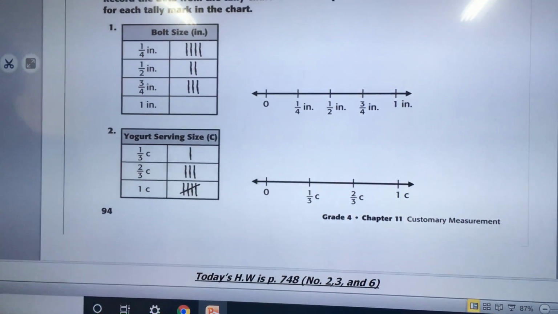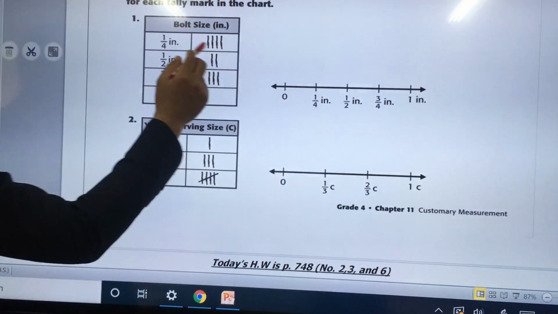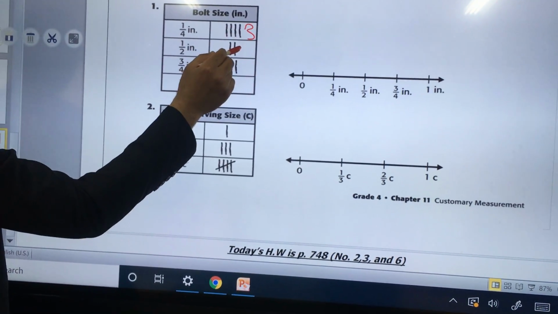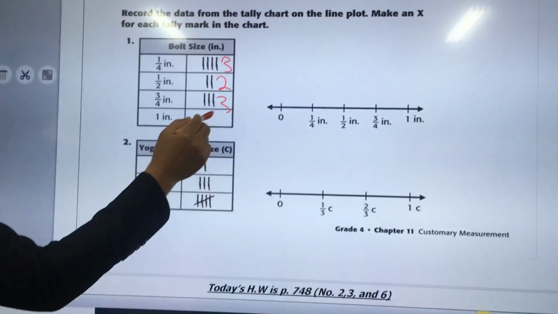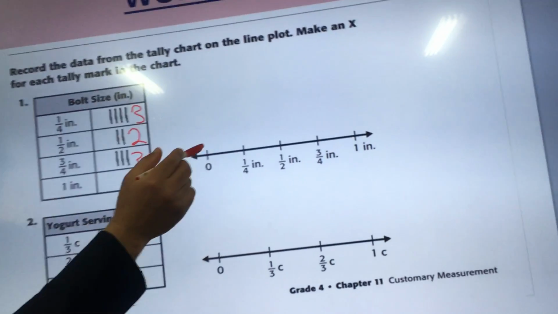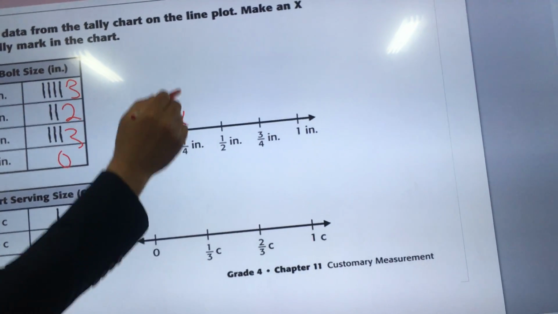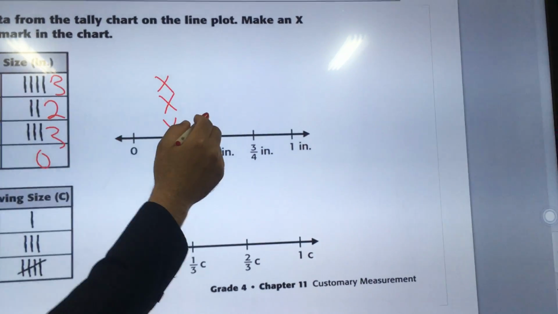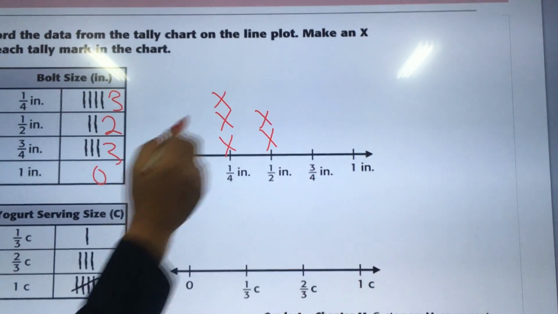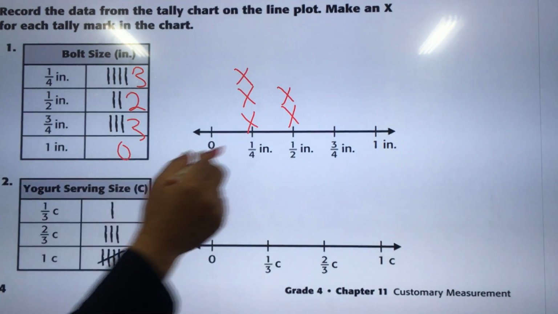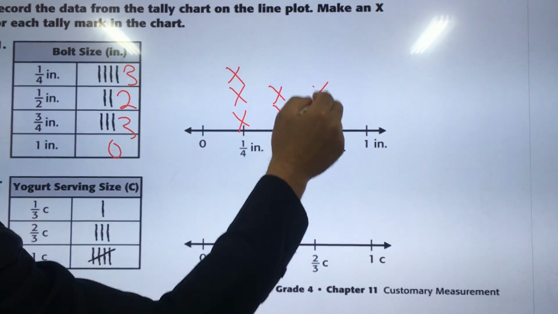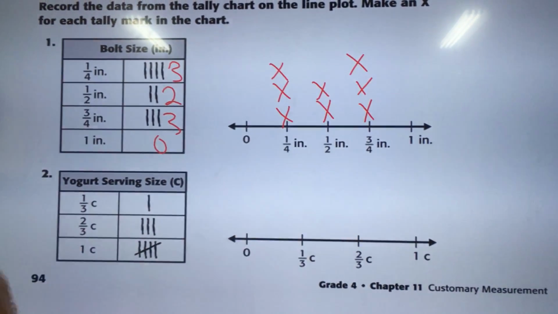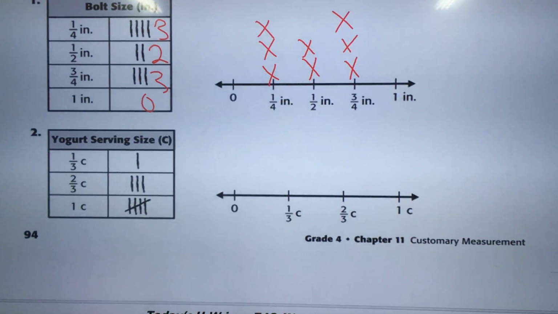1 out of 4 will be what? How many tallies here? There are 3. Second one is 2. 3, there is nothing, 0. 3 means put 3x. And 1 out of 2, there are only 2. And 3 out of 4, 1, 2, 3. And 1, nothing, don't put anything.